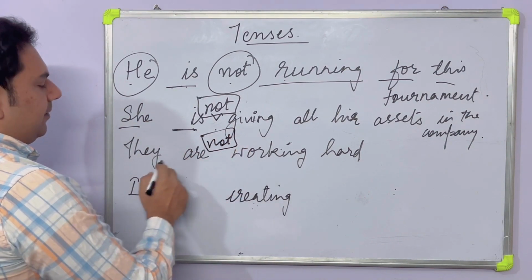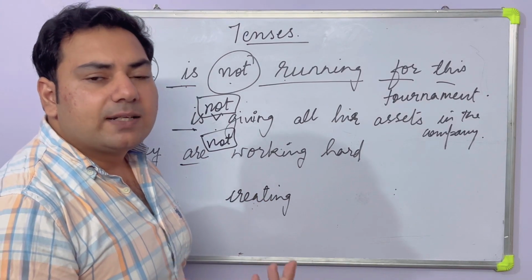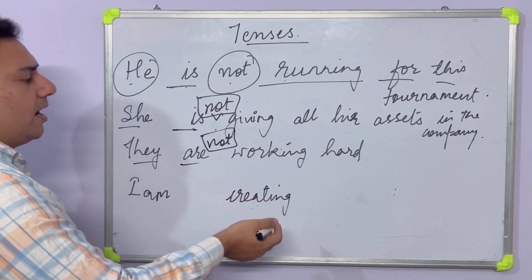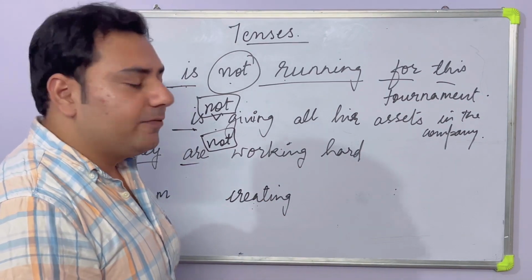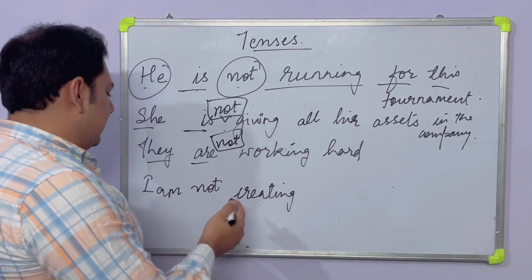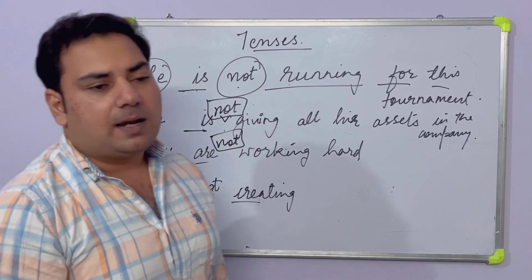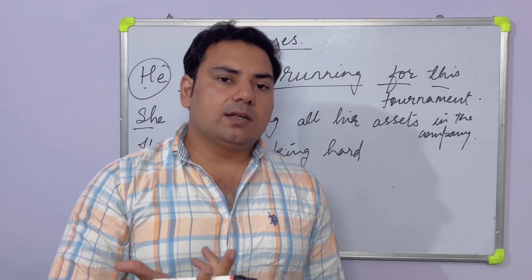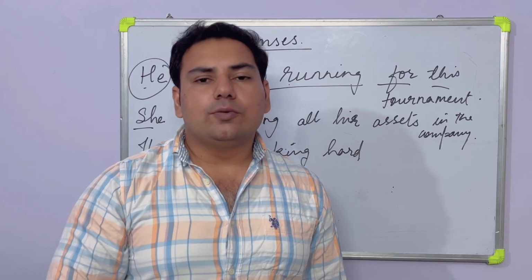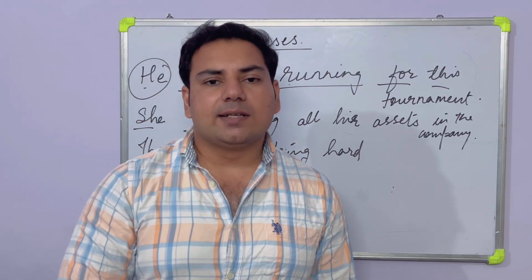If I'm saying just they are working hard in the office, it means that is a present continuous affirmative sentence. But if I'm saying they are not working hard in the office, it means it's a negative one. In the same way, I am not creating any noise in the class. I'm not creating any mistake in this letter. I'm not creating anything new in my life. So these are the negative sentences in the present continuous form.